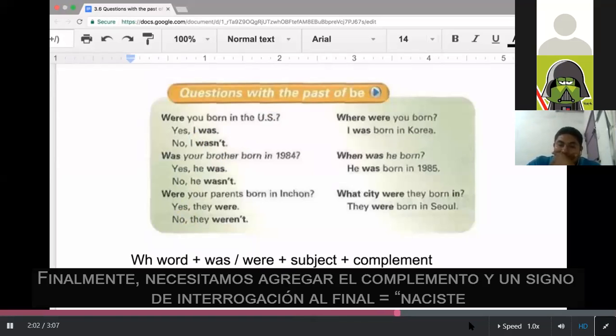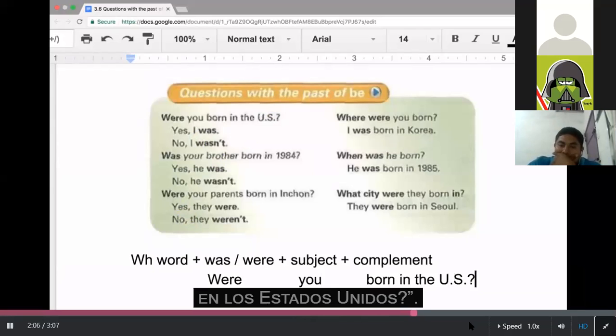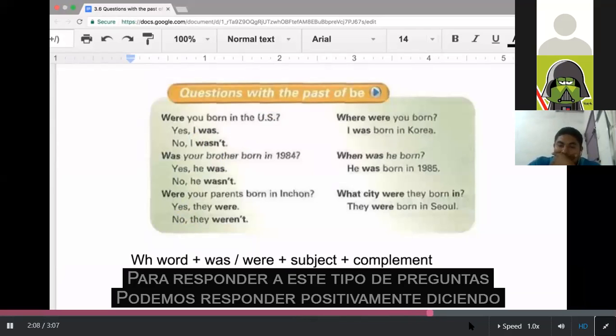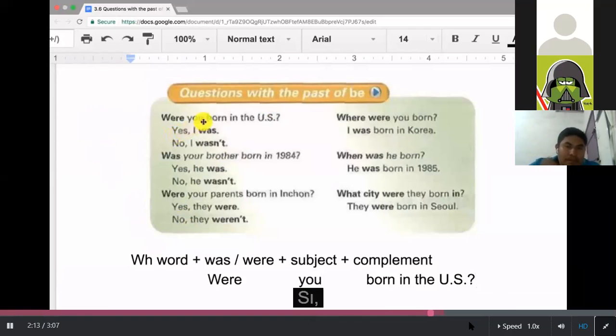Finally, we need to add the complement and a question mark at the end. Born in the US. To answer this type of question, we can answer positively by saying, yes, I was. Or negatively by saying, no, I wasn't.